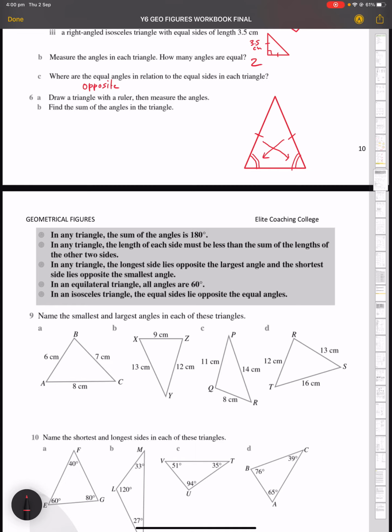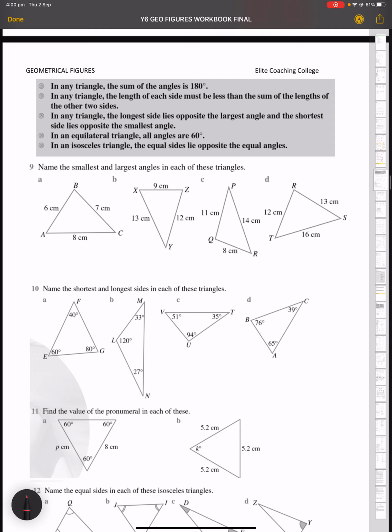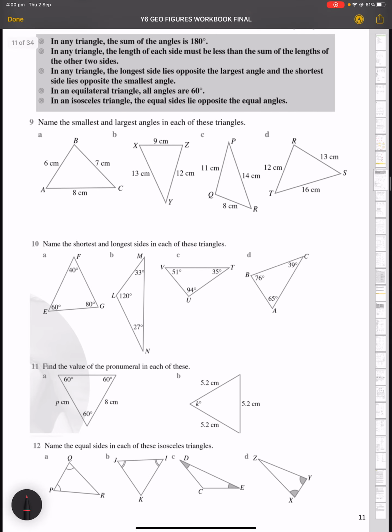Okay, question 6a. Draw a triangle with a ruler, then measure the angles. Find the sum of the angles in the triangle. When you do that, you'll find the sum to be 180 degrees, always, in a triangle. Okay, now we're going to go through some of these rules. Actually, some of these we just did already. In a triangle, the sum of the angles is 180. Yes, we've done that. In a triangle, the length of each side must be less than the sum of the length of the other two sides.